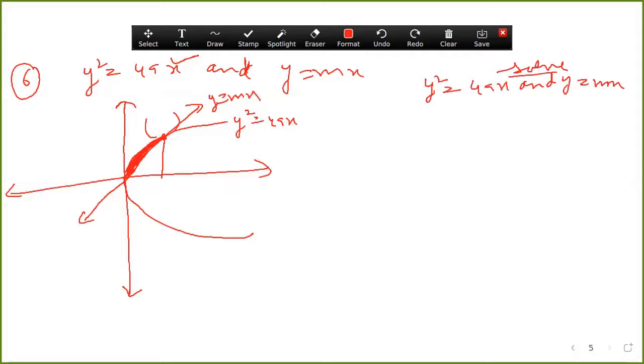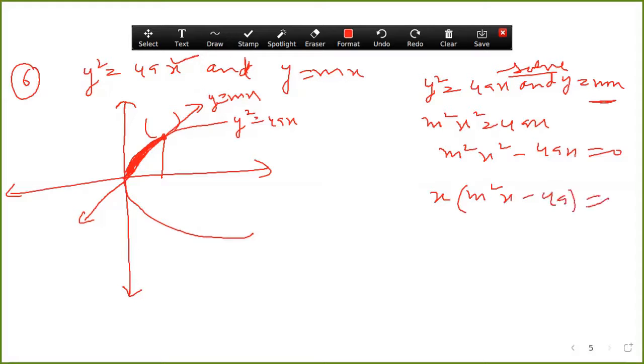You can say here, if you put y is equal to mx, it means m square x square is equal to 4ax. Or you can say m square x square minus 4ax is equal to 0. You can take x common: x(m square x minus 4a) equal to 0. From here, either x is equal to 0 or x is equal to 4a upon m square. So here is a point, this is the origin, that is 0, 0. And here is a point with x value 4a upon m square.